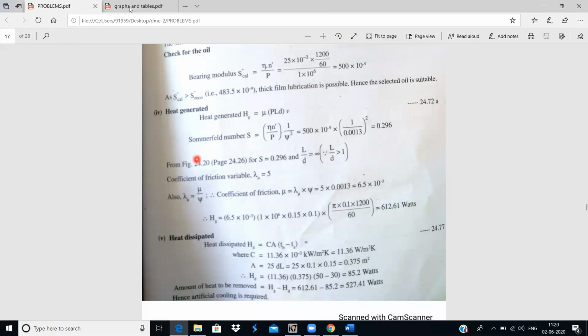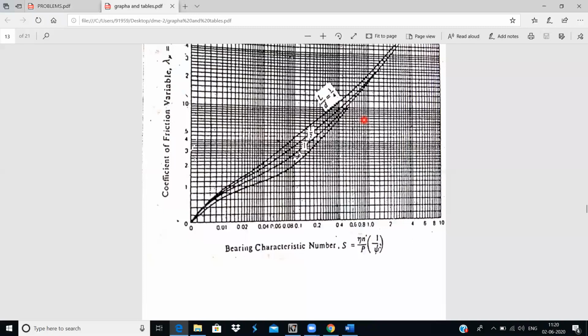So here we are having S is equal to 0.2. See here we are having 0.2. Somewhere it is, now we are having 0.4. We got 0.29, which is approximately equal to 0.3. So at this center I am going to take 0.3, and the L by D ratio we got is infinity. So we don't have L by D 1.5 and it is greater than 1. So we are going to take infinity. So if you take, this is the infinity curve.